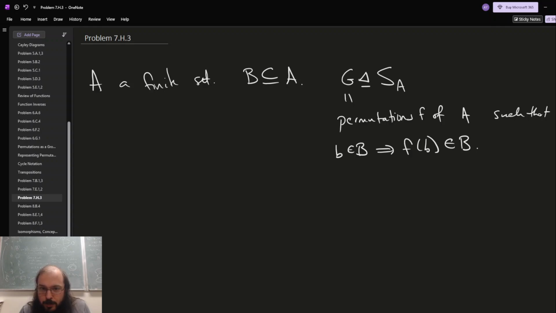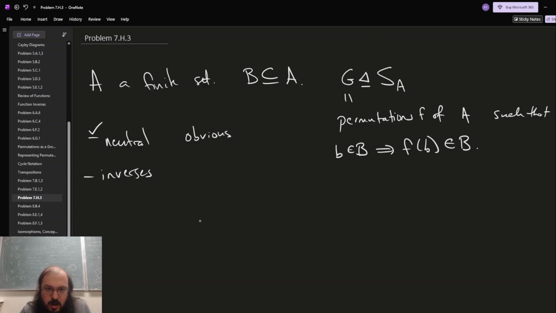I need to prove this is a group. In particular, the associativity is clear because it's a subset of permutations. Those are functions. They compose in an associative way. We need the neutral element, and we need the inverses. For the neutral element, I claim that it is obvious. The reason I claim it's obvious is because the neutral element does nothing, and so in particular, every b is sent to itself. So of course this property holds.